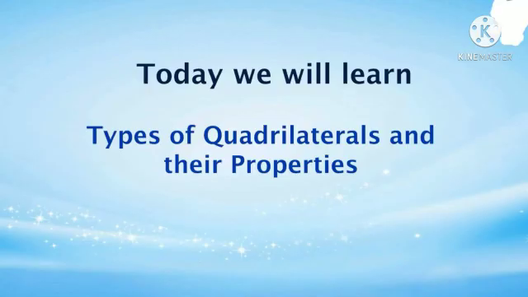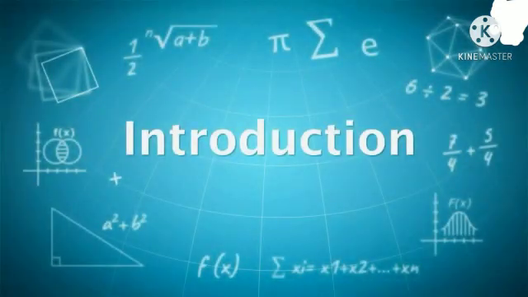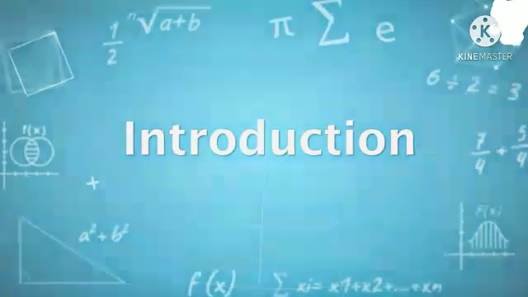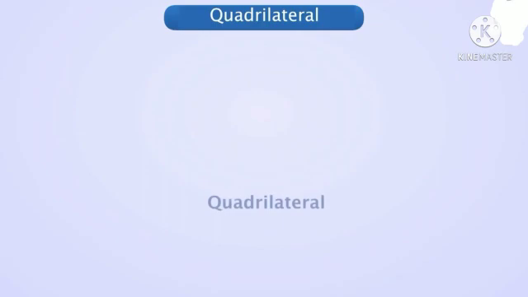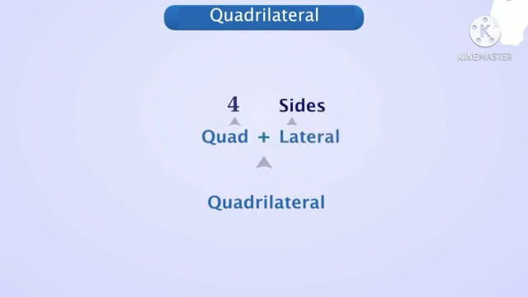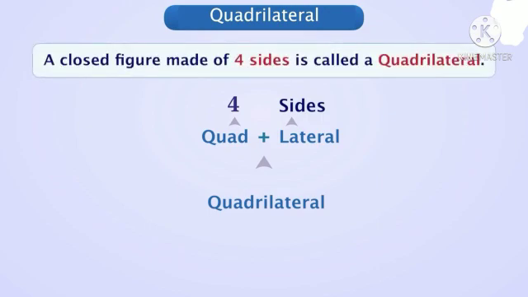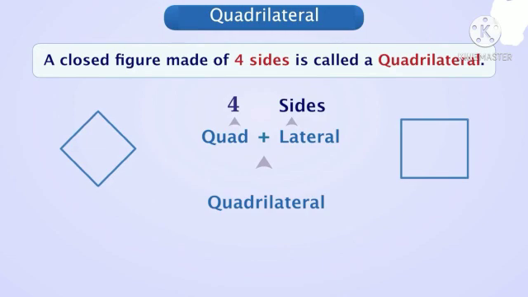Types of quadrilaterals and their properties. First of all, let us understand the meaning of the word quadrilateral. The word quadrilateral is made up of quad plus lateral. Quad means 4 and lateral means sides. A figure made up of 4 sides is called a quadrilateral.